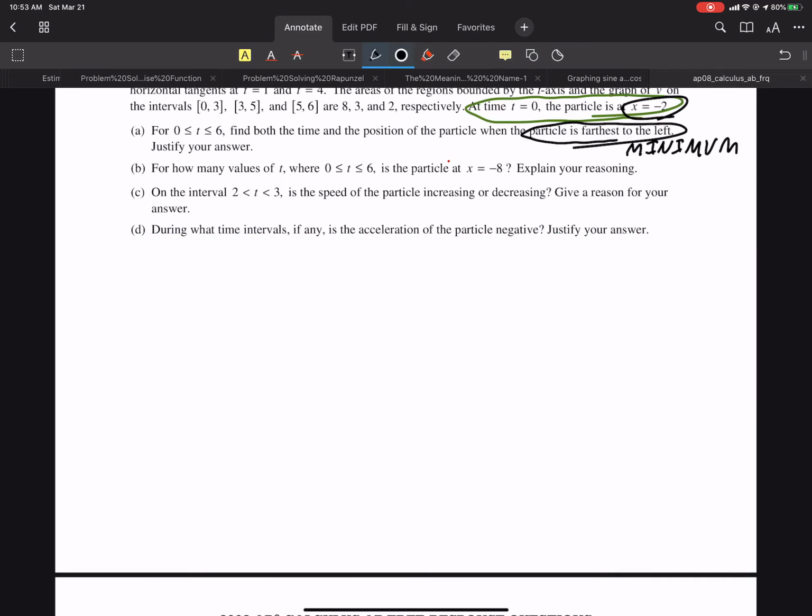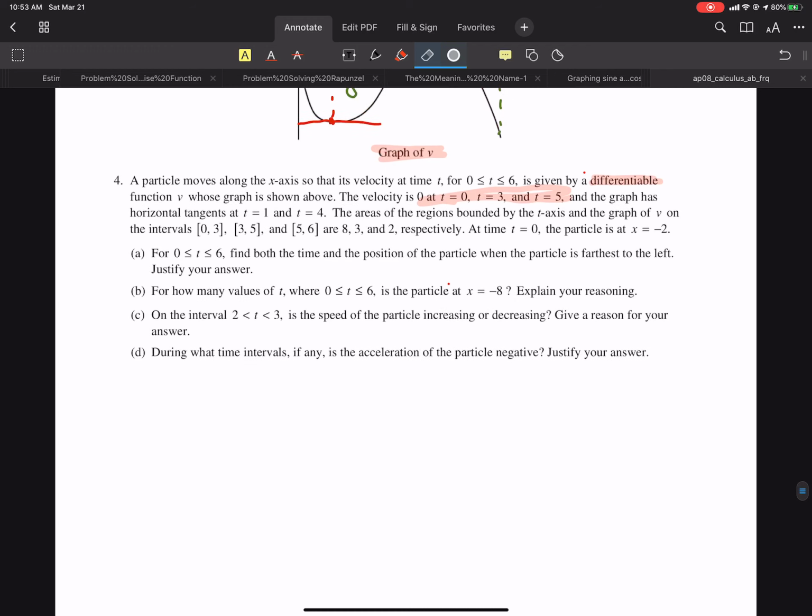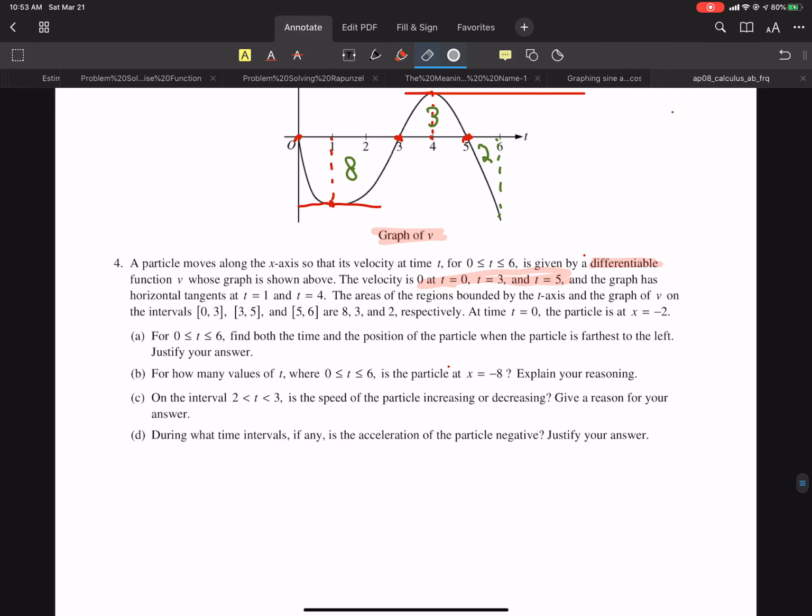And let's start. Question 2. I should erase this stuff. All right. For how many values of t, where t is between 0 and 6 inclusive, is the particle at -8? Now I'm very sad because I erased all my stuff from before, and that would have been very helpful.